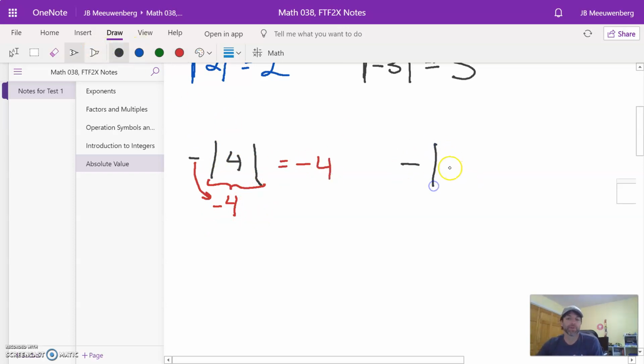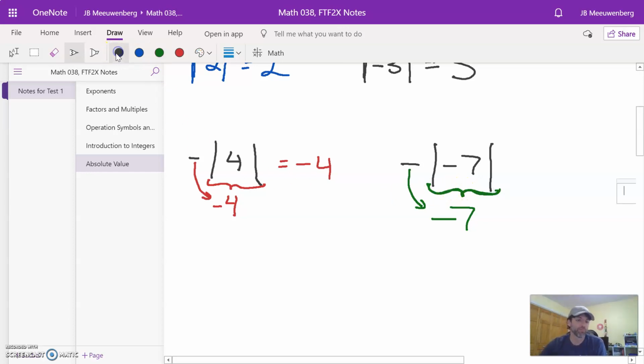Negative absolute value of -7. So again, we're grouping this thing together, the absolute value with the -7 inside. We evaluate it. We say that that would have a value of 7, but there's still a negative on the outside that comes along for the ride, right? So we can't just take the opposite of -7 because we had to take its absolute value first.